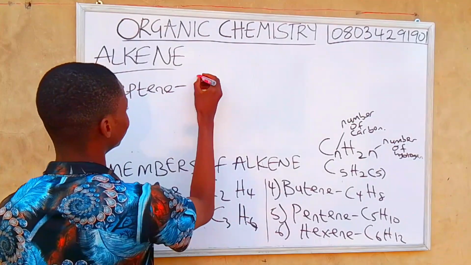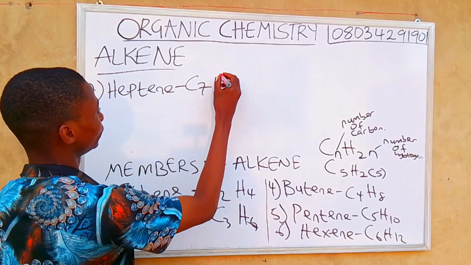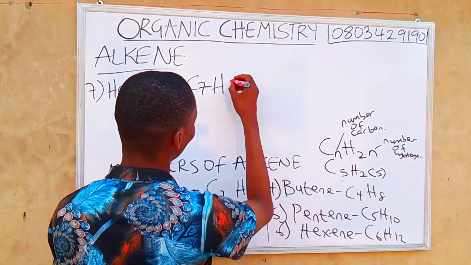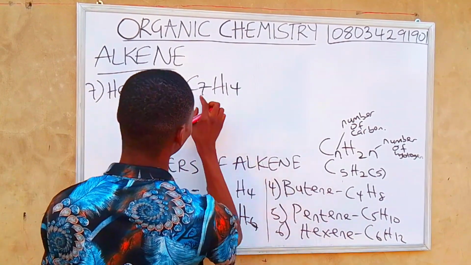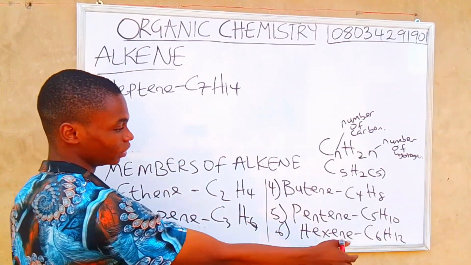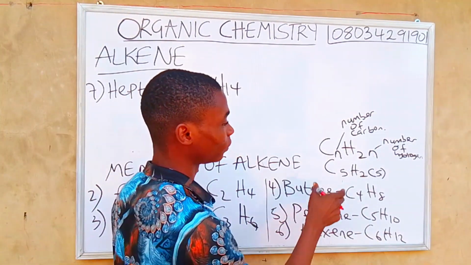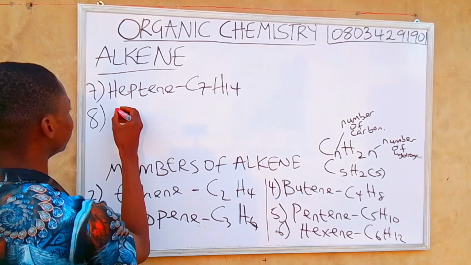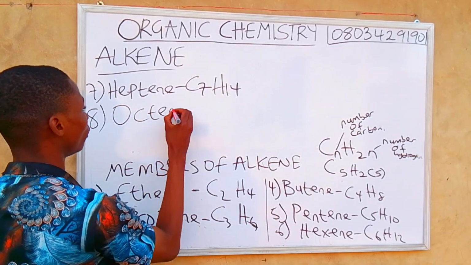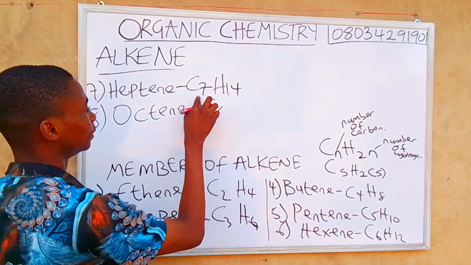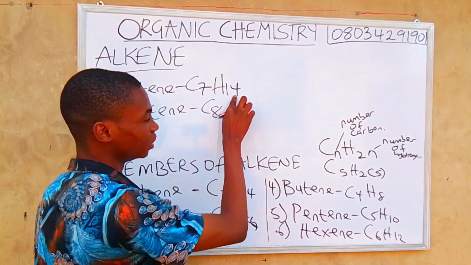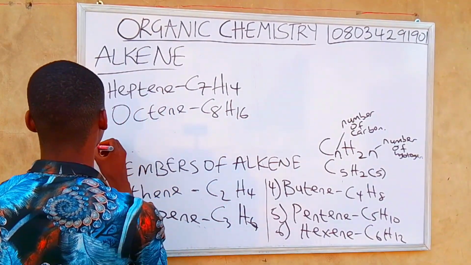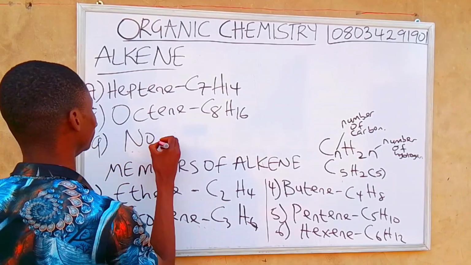So heptene is 7. C7. H. Let's add 2 here. H. 2 plus 12 is 14. And 1 plus 6 is 7. You can see this is correct. Using this simple formula instead of wasting time using this formula. It is octene. That's C8. Add 1 here. C8. H. 2 plus 14 is 16. C8H16.